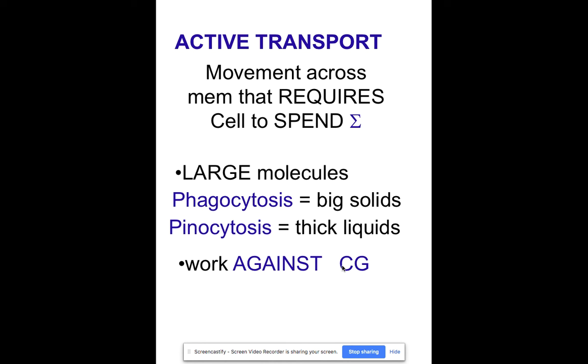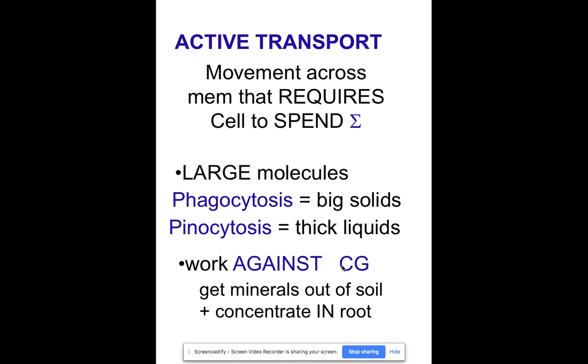The key thing about active transport, the reason why it's active, is because you're literally going against the concentration gradient. Normally you would go from high to low, but active transport forces molecules across the membrane. Think of it like cleaning up your room and shoving as much stuff in your closet as possible, forcing things into a box or a closet. That's like active transport. It shouldn't really fit, but you're going to force it.